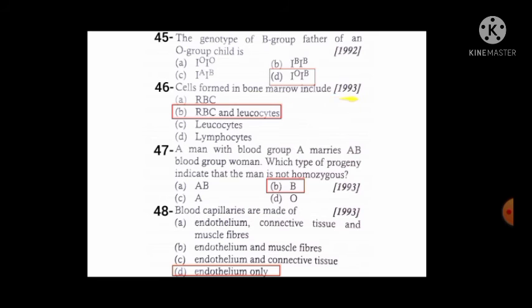Cells formed in the bone marrow include RBCs and leukocytes. RBCs are also called erythrocytes, and leukocytes are WBCs, which are formed in the red bone marrow of the bone. A man with blood group A marries an AB blood group woman. Which type of progeny indicates that the man is not homozygous? The answer is B. Blood capillaries are made up of endothelium only.